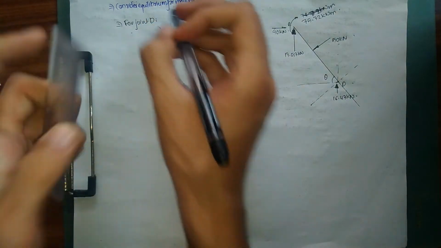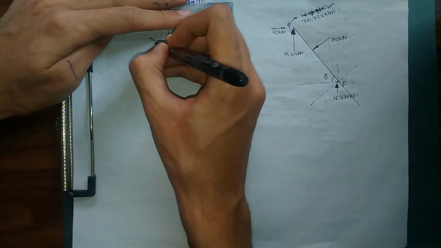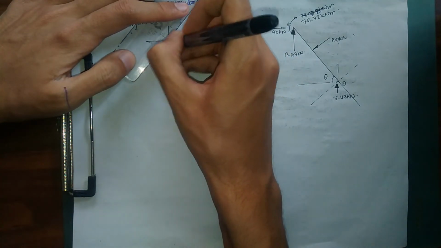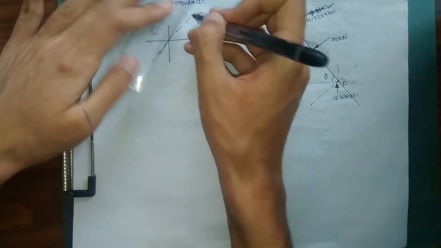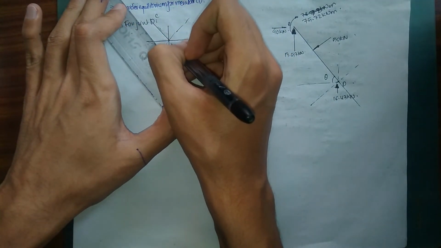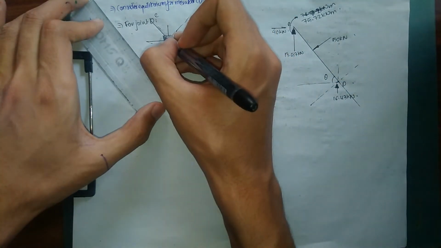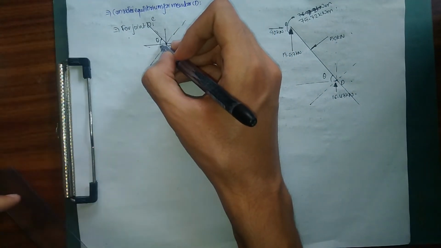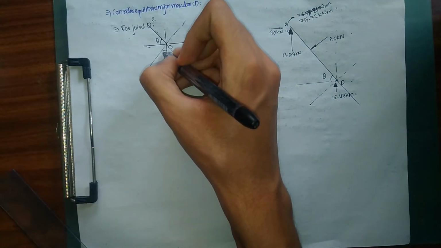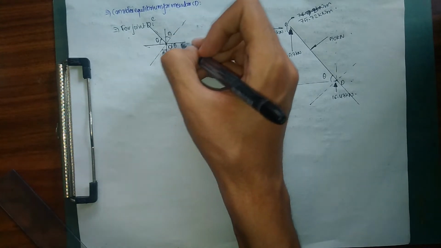So for joint D, let me draw my figure. This is what my joint D looks like, and this is my member CD. I need to find my forces along it. So what I have is theta over here. So this is going to be 90 minus theta, this is going to be theta, then again 90 minus theta, theta. So theta occurs alternately.